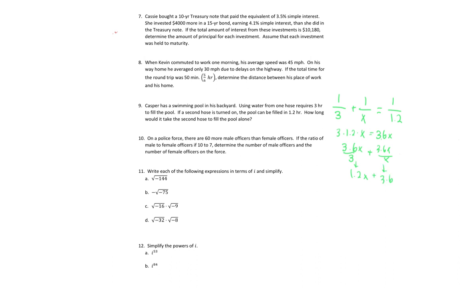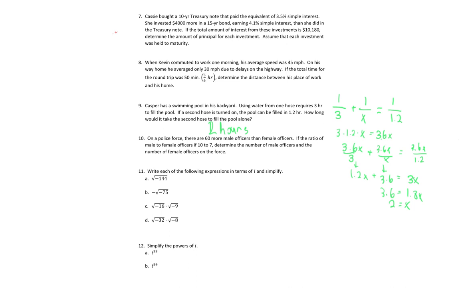It's going to equal 3.6x over 1.2, which will just become 3x. So I can move the 1.2x over to combine my like terms. So 3.6 equals 1.8x, and I can divide both sides by 1.8. So we're going to get 2 equals x. So the second hose will take 2 hours to fill the pool on its own. So say 2 hours.